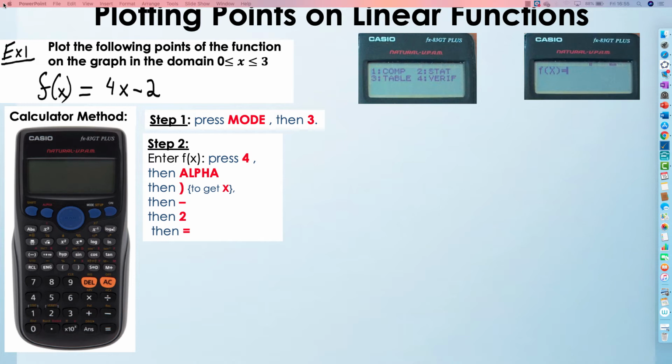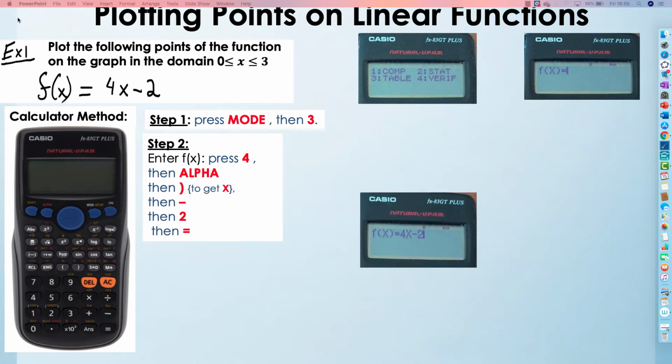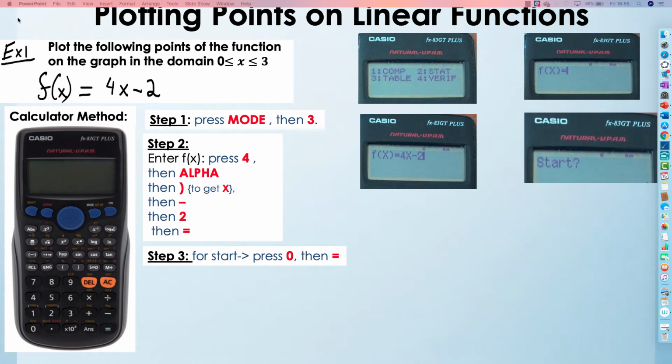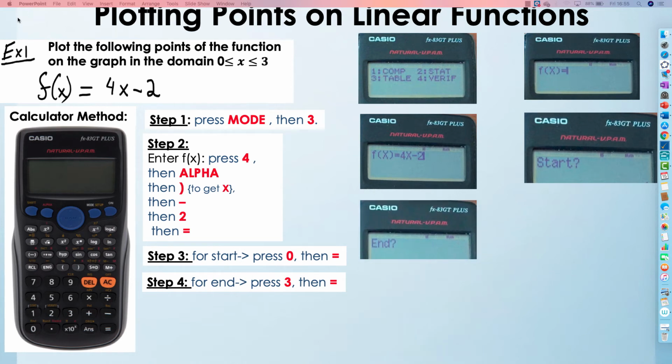Where does our function start? Starts at 0. So we press 0, and then equals. And where does it end? We press 3 and equals. So now this one's set. We have step in front of us now.